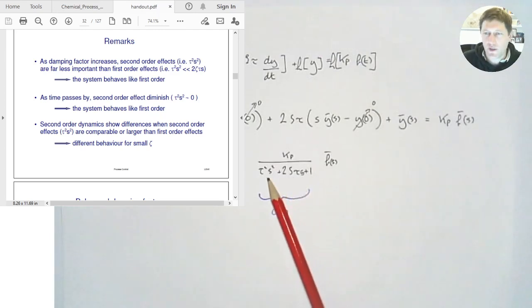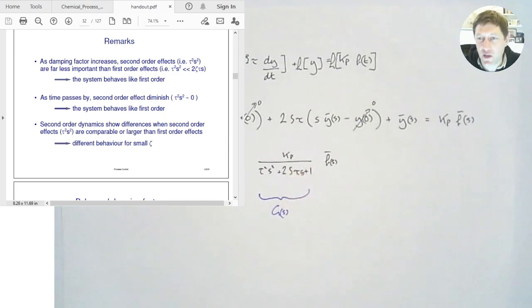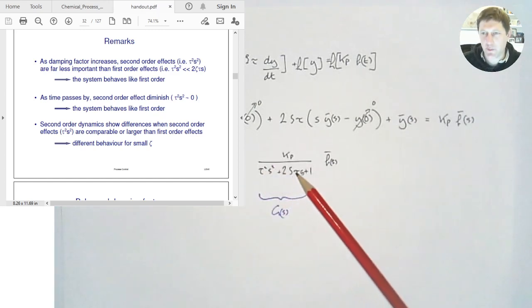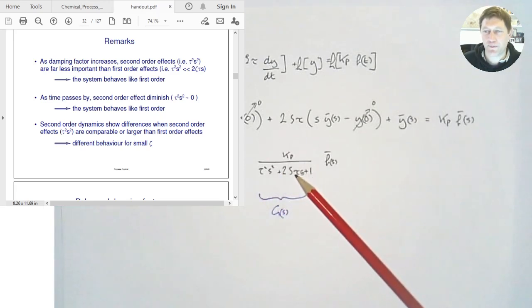So first of all, we can see the three terms on the bottom. So what does it mean, the damping factor? Well, its name describes what it does. The damping factor will dampen the response of a system to a perturbation. So the higher the damping factor, the more the response is smoothed out, made even. The lower the damping factor, the more the response is oscillatory and has overshoot.